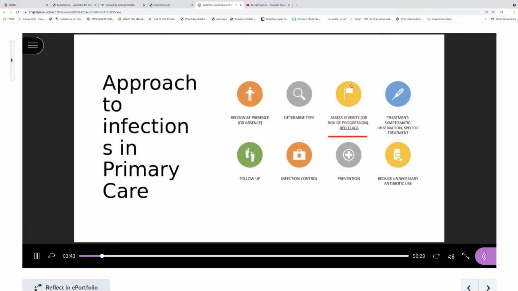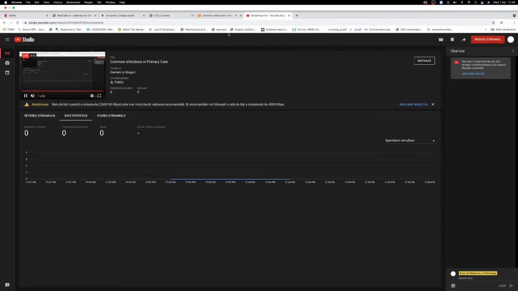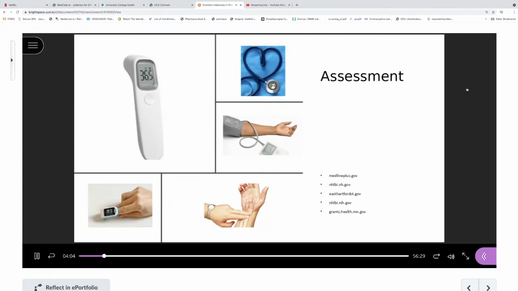I mentioned that determining severity was important. So in any infection, we really need to assess the severity. Is this a milder illness, or is it more severe, systemic, or is it at risk of progressing to a more severe illness if it's not severe now? So we really need to learn how to look out for the red flags and how to assess infections.